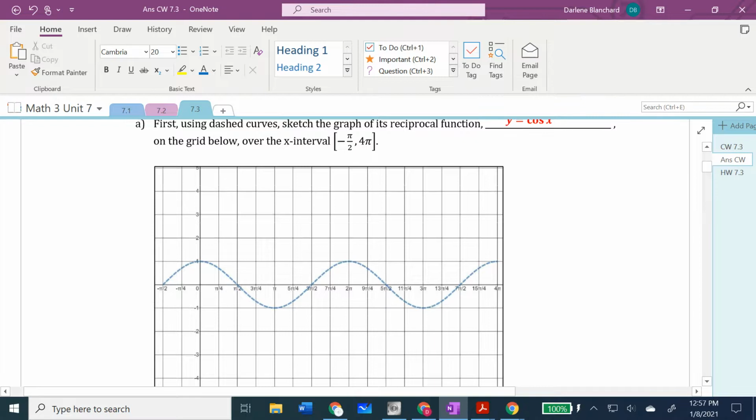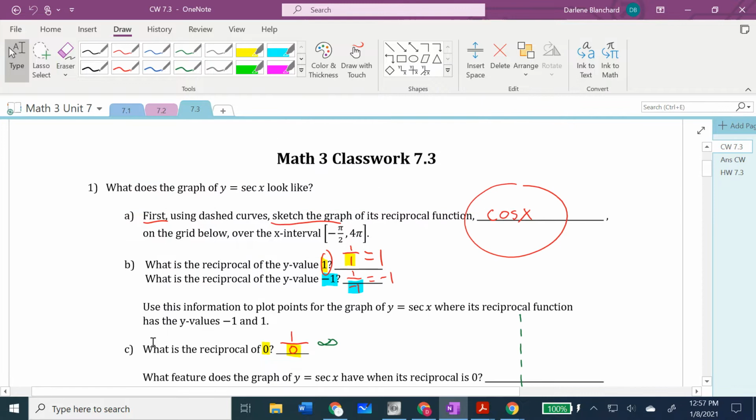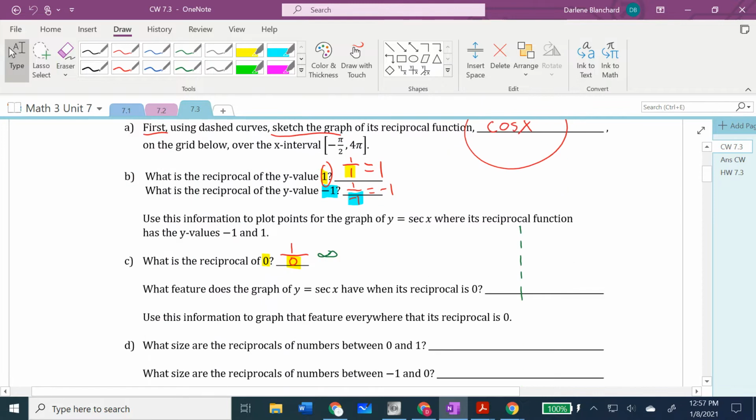where cosine is equal to 1 and -1, those are the only points that cosine shares with the graph of secant x. The thing that I'm trying to explain with part C is that when cosine is equal to 0, secant is having a vertical asymptote because that's what happens when you reciprocate 0.